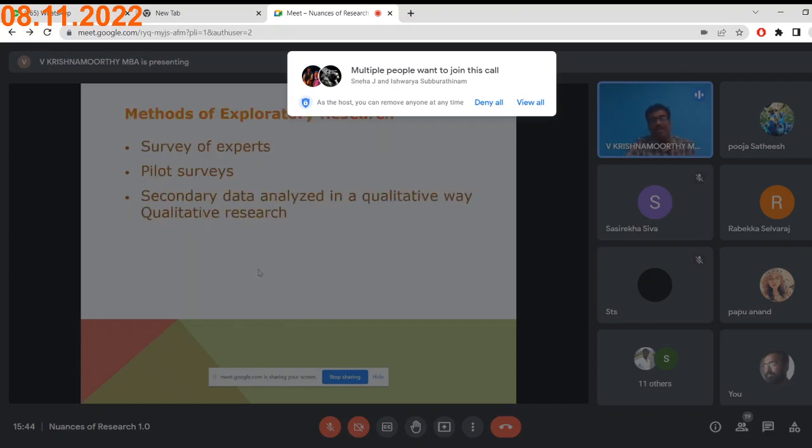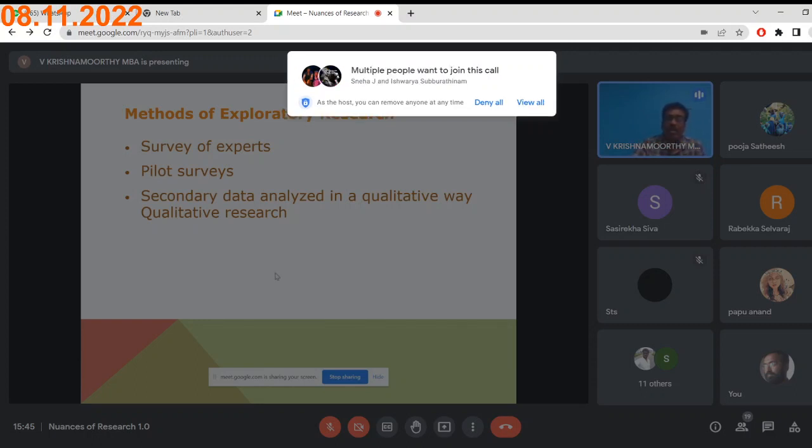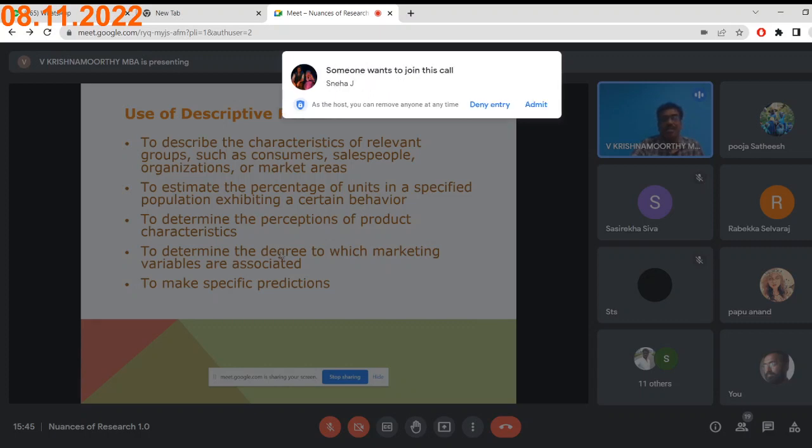Okay. So what are the various methods of collecting data from the respondent? First, we will do some kind of survey from the experts. We will do some kind of pilot studies. Why do we do a pilot study before distributing the questionnaire to the respondents? What is the main objective of a pilot study? To check whether the respondent has understood the questionnaire in a proper way. Sometimes you can take secondary data and analyze it in a qualitative way. These are the uses of exploratory research.